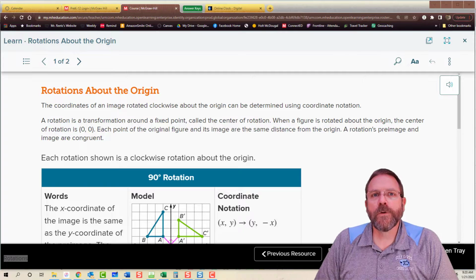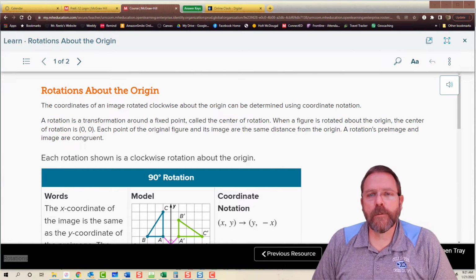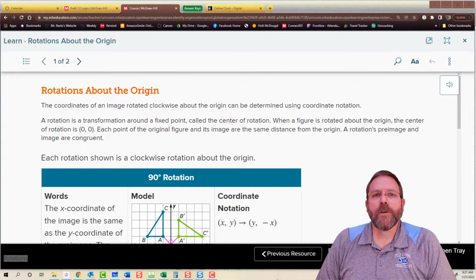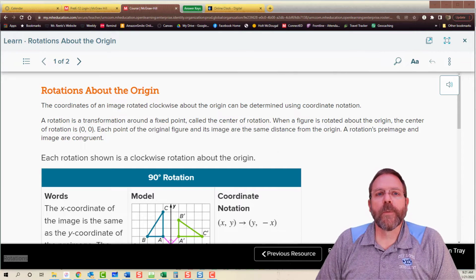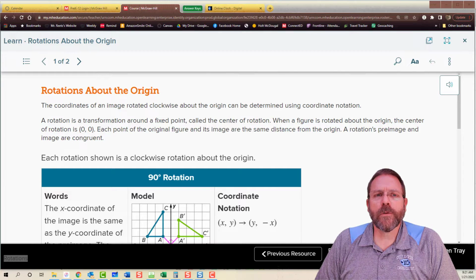Welcome back to part 2 of Module 13, Lesson 3, where we're learning about rotations. I think you're going to like part 2 a lot more than part 1. In part 1, we had to very cumbersomely rotate the different shapes around a point using your protractor and your ruler. For part 2, we're going to learn that as long as you're going around the origin, there's a better way to do it.